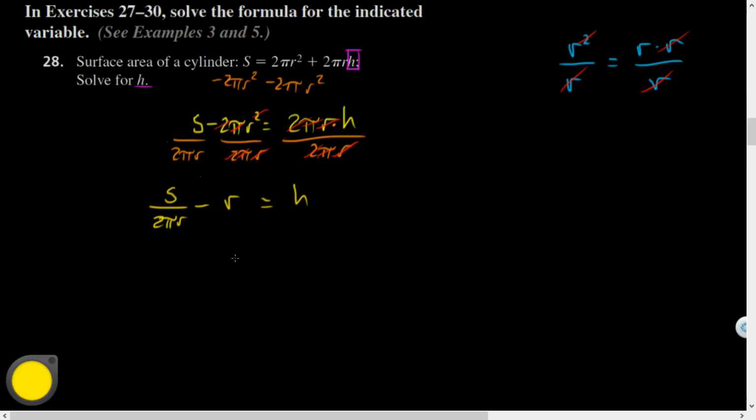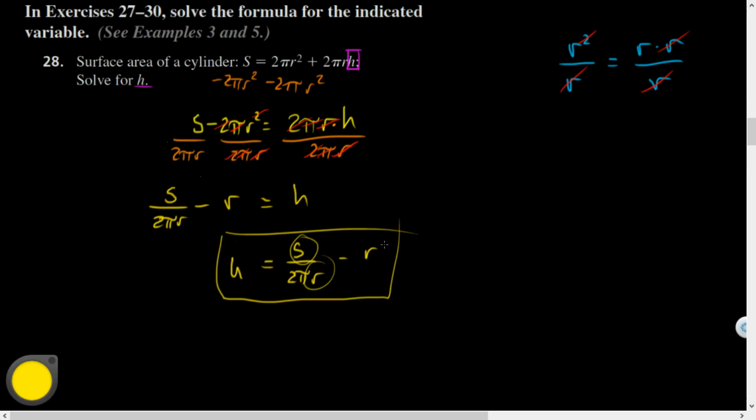And now let's flip it around here. Why not? So h equals s over 2 pi r minus r. All right, the trick to doing these is just pretend the s and the r are just numbers. And pi is a number, 3.14159, infinitely long, non-repeating decimal, right? But we're just pretending my other variables are numbers. And I'm just getting the h by itself.